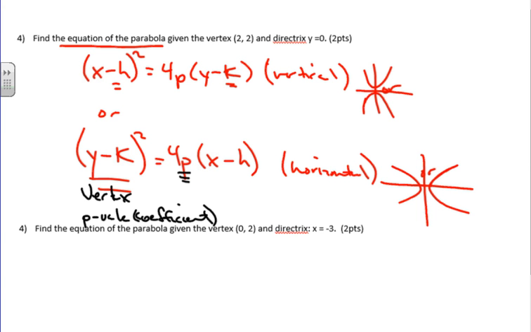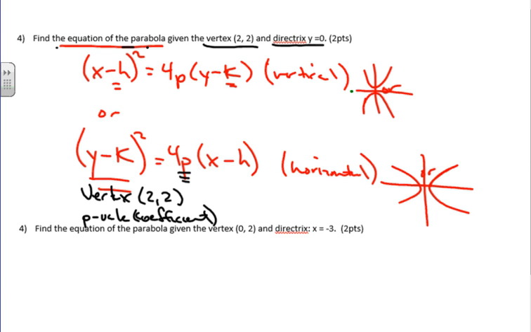So, in this problem, we have to read it and determine what they give us. A little problem solving. First off, find the equation of a parabola. The vertex, hey, what do you know? The vertex is 2, 2. We have a directrix, which is y equals 0. If y is equal to 0, what does that mean? That means our directrix has to be horizontal.